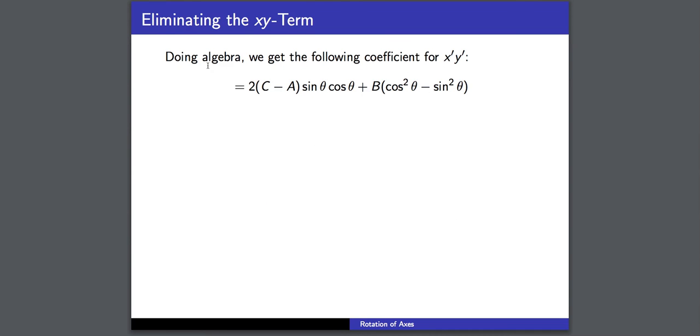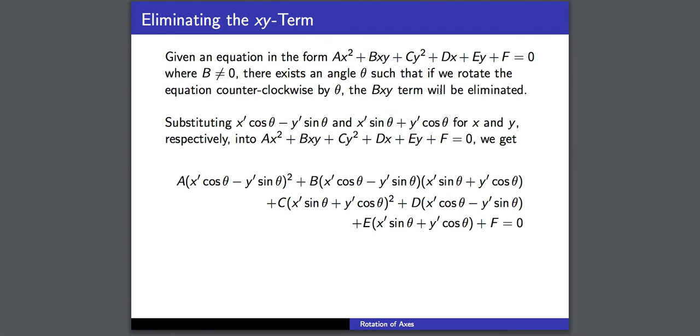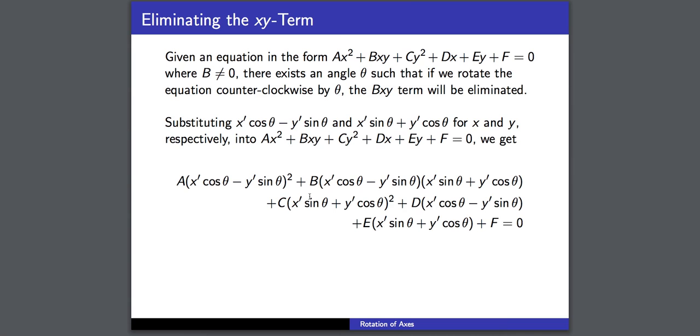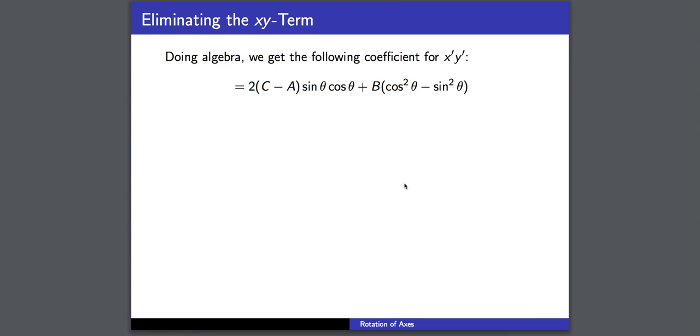Doing the algebra, and trust me, this is what you get for the coefficient of x prime, y prime: 2 times c minus a times sine theta cosine theta, plus b times cosine squared theta minus sine squared theta. A lot of algebra is involved, but this is eventually what you'll get.